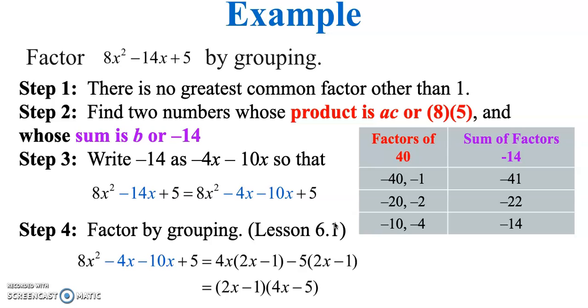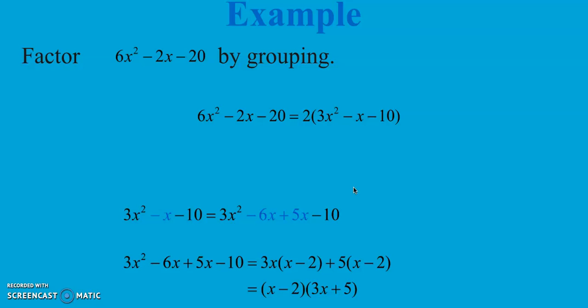This last step, this factor by grouping step, is the same as lesson 6.1. So if this is confusing, that's step 4, go back to 6.1, watch that video. It's the same thing. The only thing that's different is up here and how we replaced the bx with our two factored pieces. That's the only thing that's different when we're factoring by grouping.